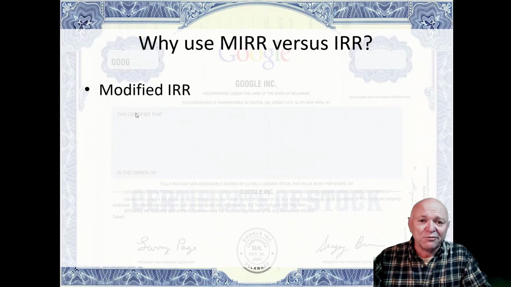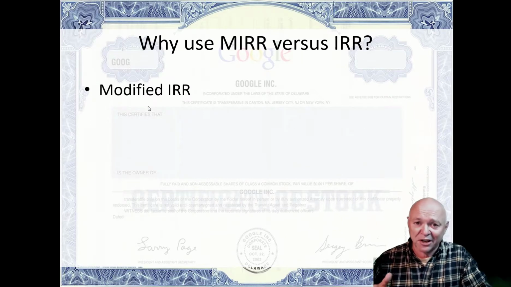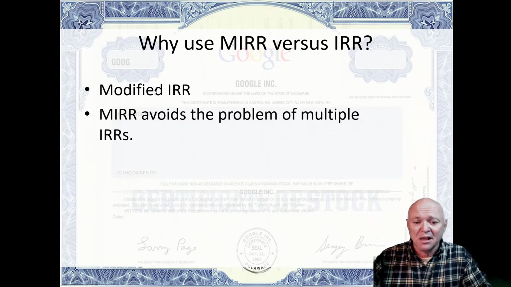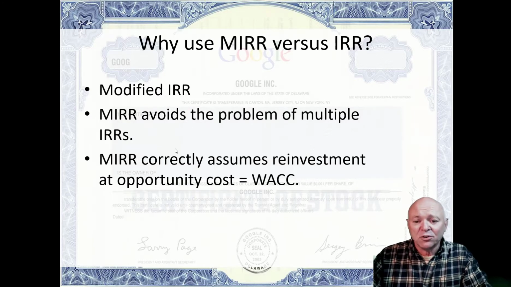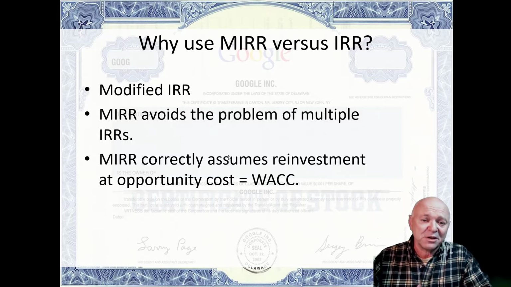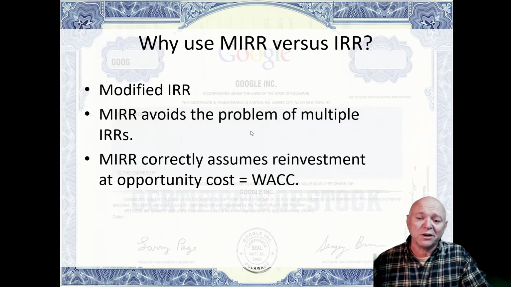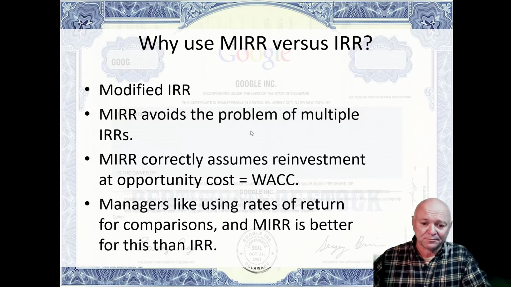Essentially, the modified internal rate of return is just the internal rate of return with an extra assumption, the assumption that we don't have to use a single cost of capital. It avoids the problems of multiple internal rates of return and the indistinct solution that we mentioned earlier. It also allows us to change the assumption that reinvestment is at the internal rate of return by allowing us to assume that reinvestment of the cash flows happens at opportunity cost, the weighted average cost of capital.